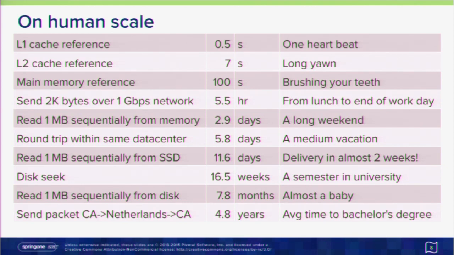Sending 2 kilobytes over a 1 gig per second network. Now, this is a good thing to think about. If you use Memcache, you might be sending stuff over a 1 gig per second network every time you request it if you're using a thin client. Depending on the programming language you're using, you could well be using a thin client. 5.5 hours of time compared to the half second. That's an age. That's forever. Like, that's the amount of time I waste looking at Reddit every day. Don't tell my manager.